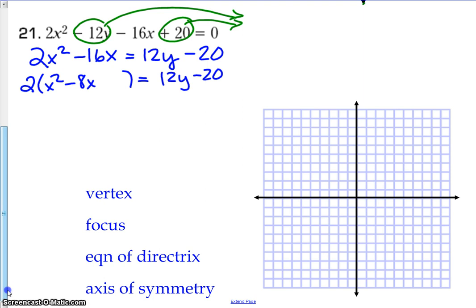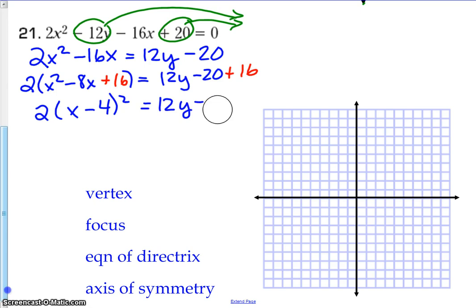I take half of this, negative 8, is negative 4. So I'm going to add 16 to both sides. Adding 16 to both sides. And now what I have here is 2 times x minus 4 quantity squared. Over here I have 12y minus, what is my minus negative 20 and positive 16.